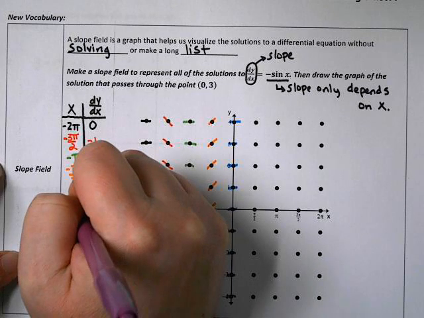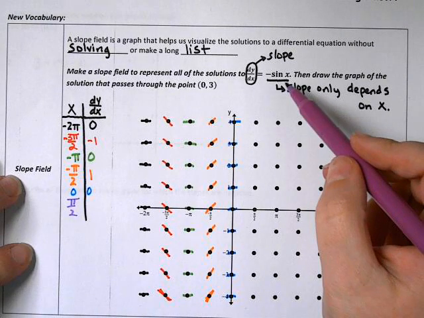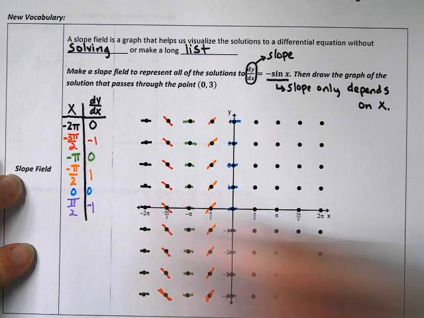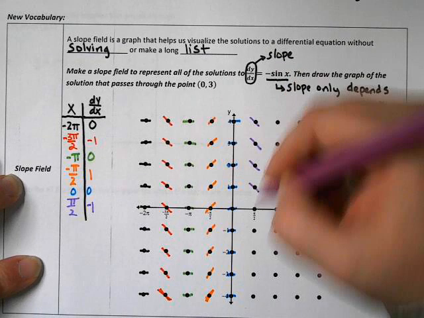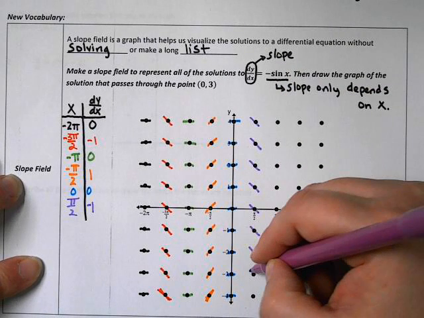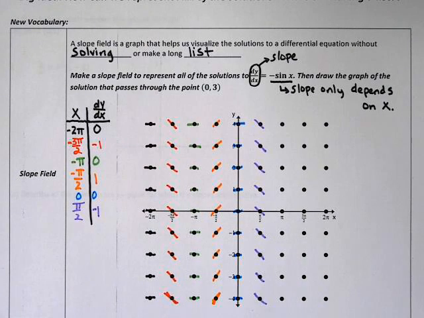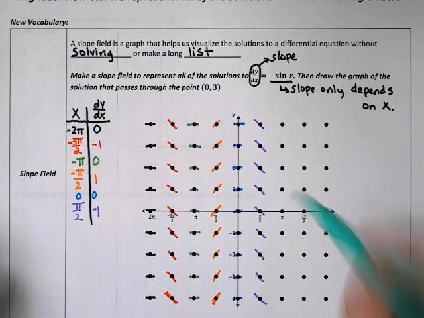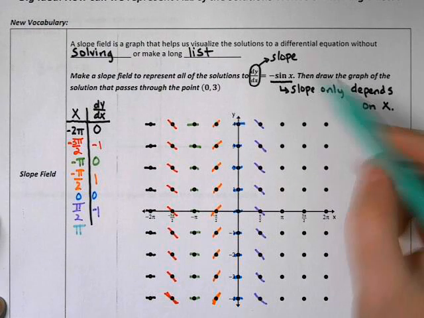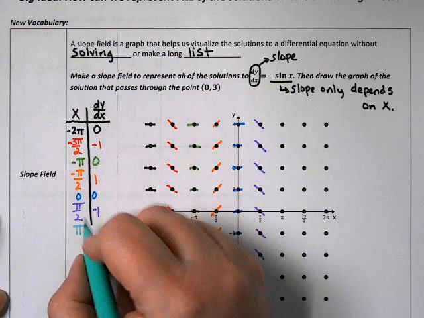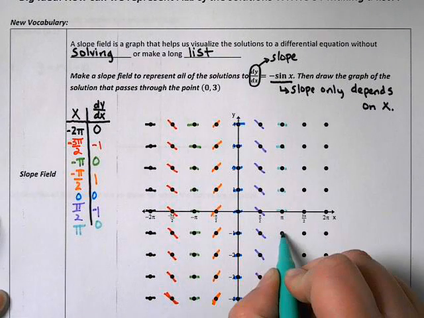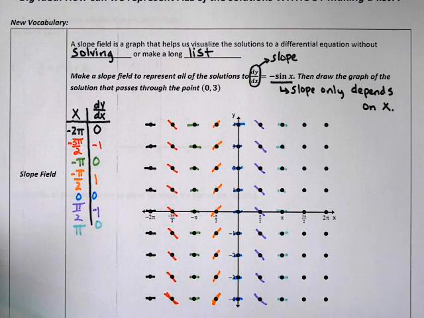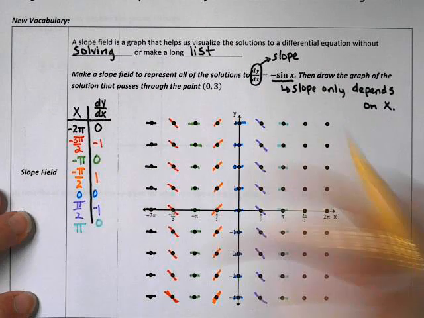All right, then let's do if x is pi over 2. So the sign of pi over 2 is 1. The opposite of 1 would be negative 1. So all of these have a slope of negative 1. Okay, let's keep going. Pi. So let's see, the sign of pi would be 0. So 0, so all of these are horizontal. And then we have 3 pi over 2.